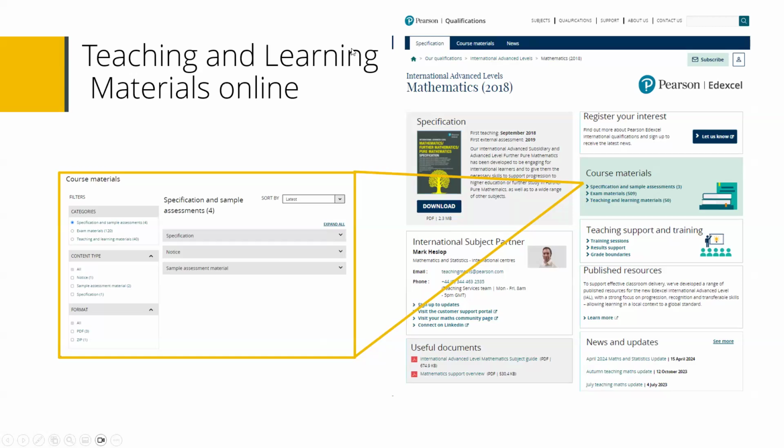The actual qualification side here, when you load it, if you go onto the course materials, which is on the left here, it then splits into different categories: exam materials, teaching and learning, and the specification and sums. So you can access that from there.